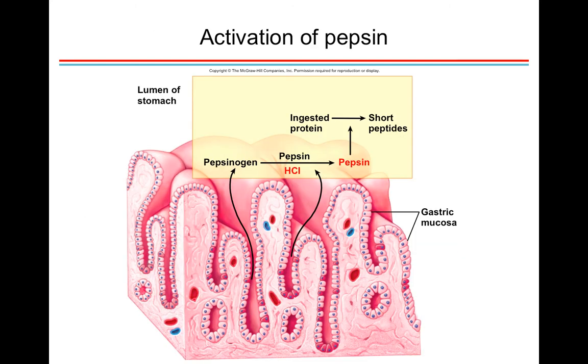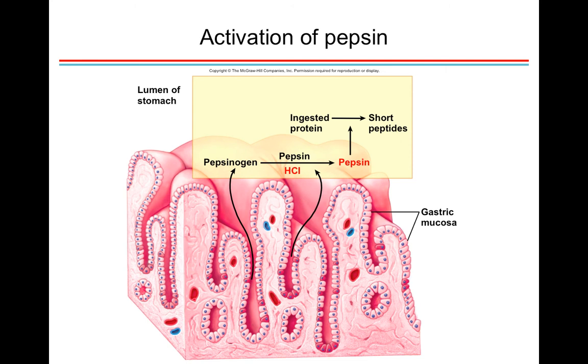So what are the functions of hydrochloric acid? The hydrochloric acid can drop the pH to about 1 to 2. The low pH will help to denature proteins, and when proteins are denatured, it's easier for enzymes to get in to cleave them.